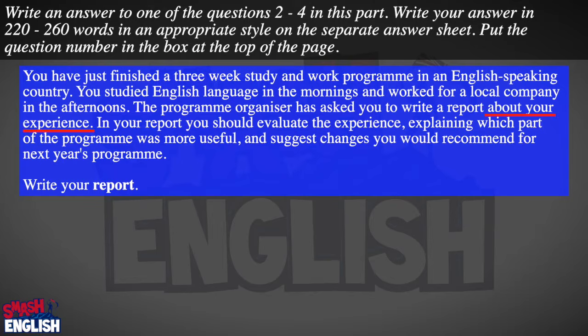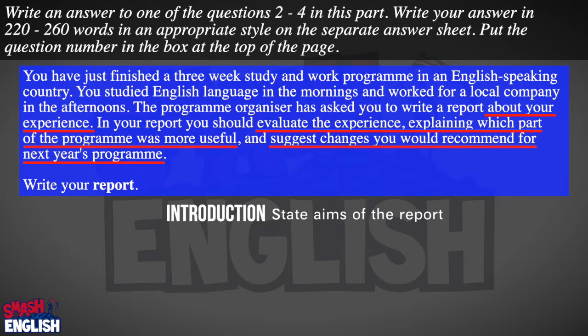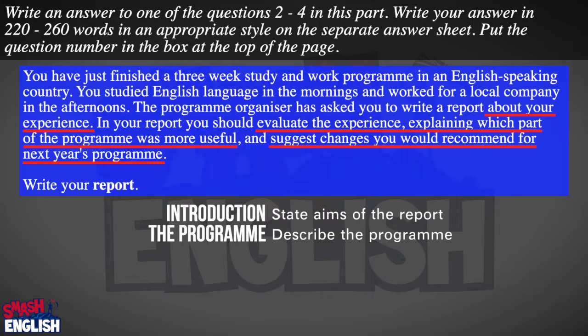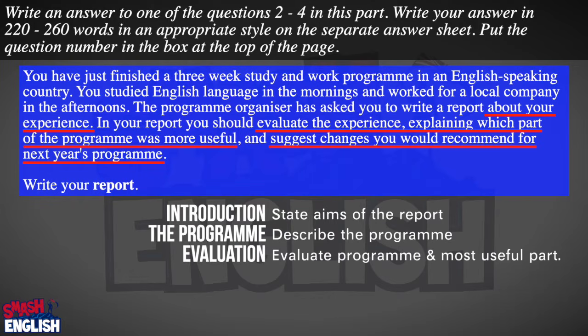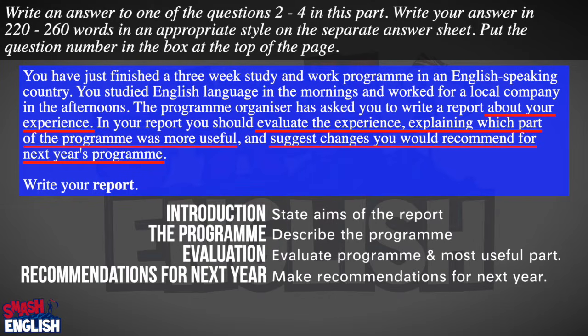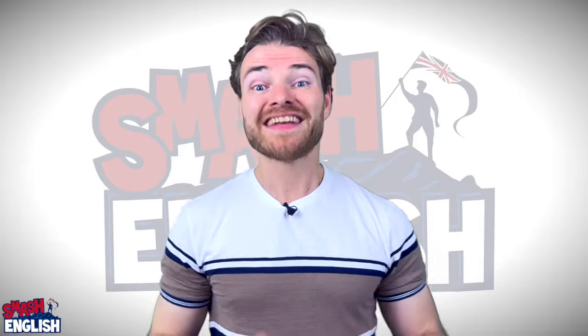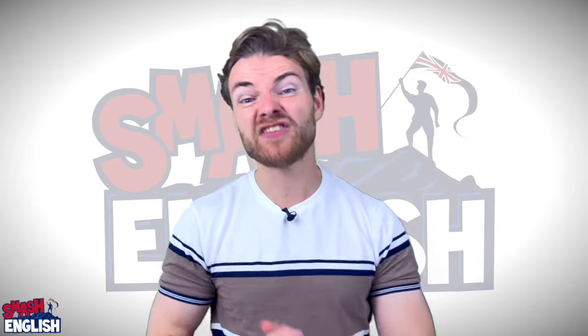So, in this report, we should do 3 things. 1. Describe the program. 2. Say which part of the program was most useful. And 3. Make recommendations for next year's program. In terms of structure, then, we could use subheadings like this: Introduction, the program, evaluation, recommendations for next year.